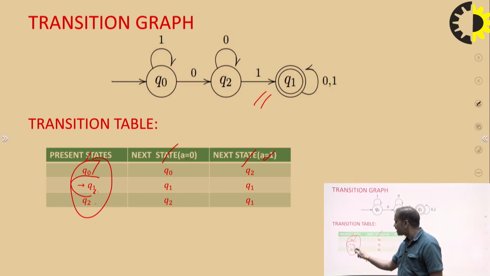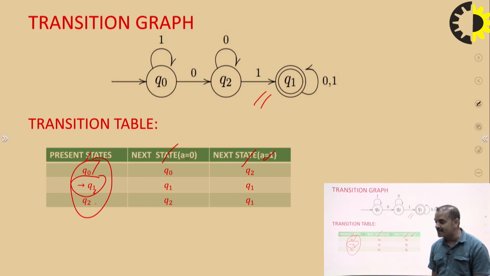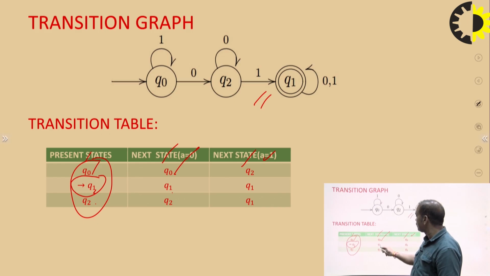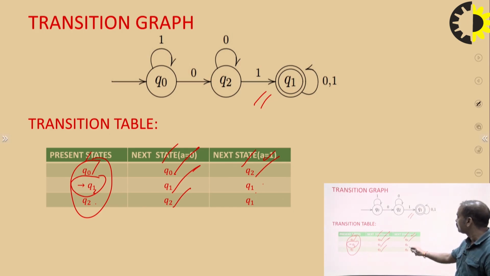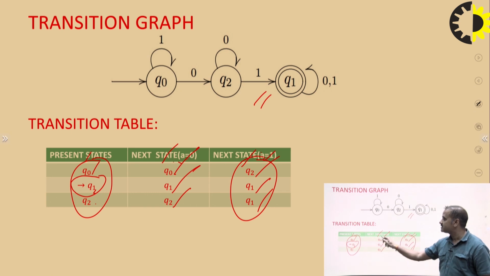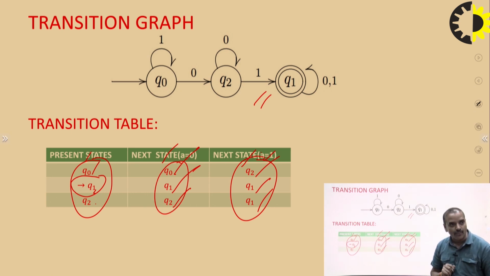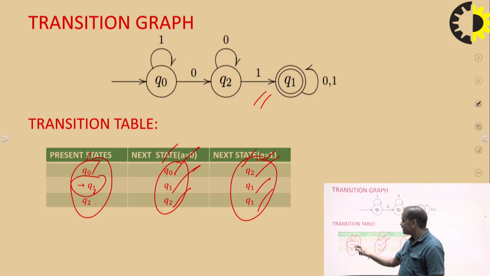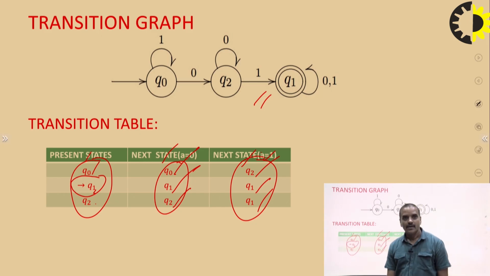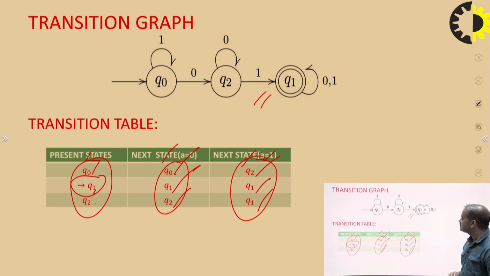Here we have to mark an entering arrow at the state that shows the initial state. The next states are Q0, Q1, Q2. Here Q2, Q1 and Q1. This is the next state for input 1, and this is the next state for input 0. One thing is that we have to mark the final state also. In the diagram, Q1 is the final state and Q0 is the initial state.